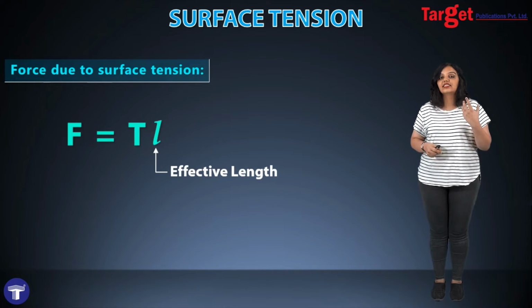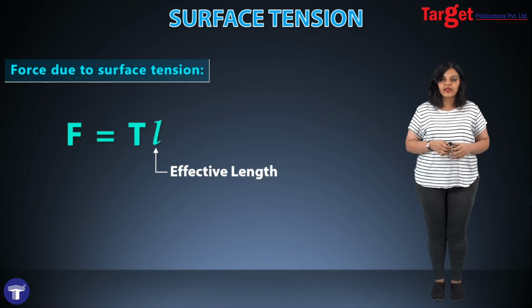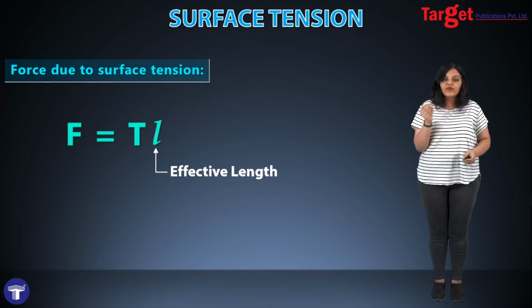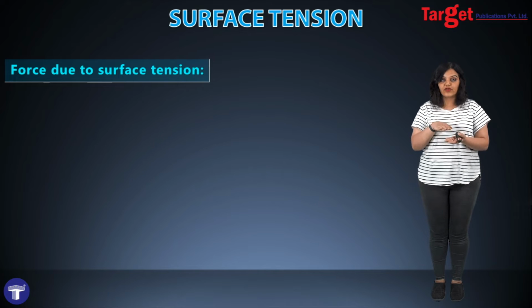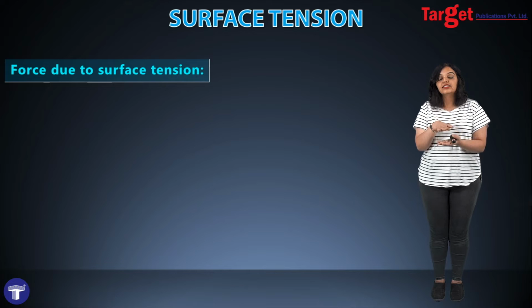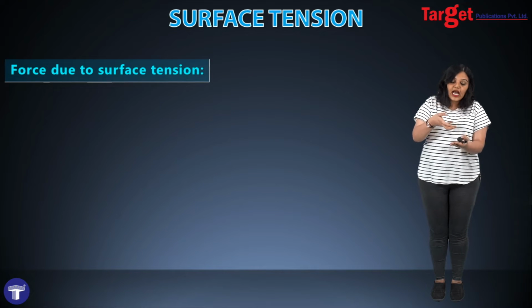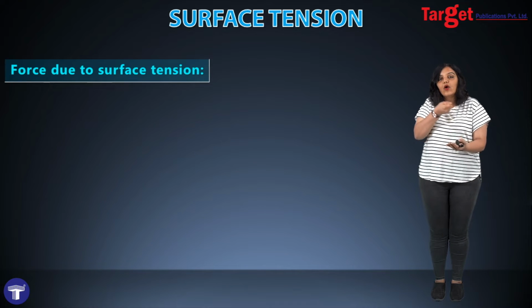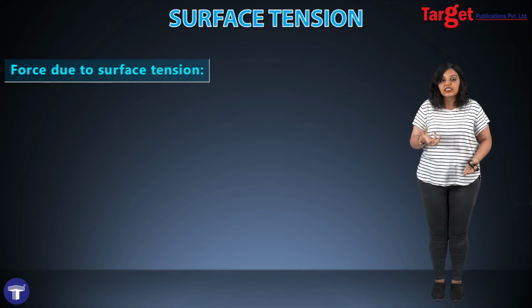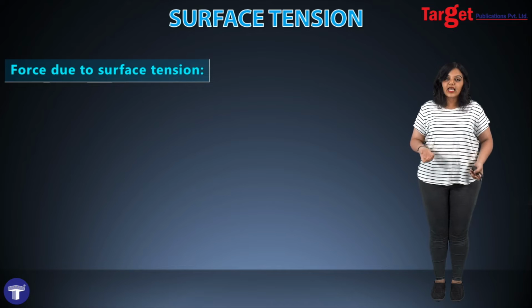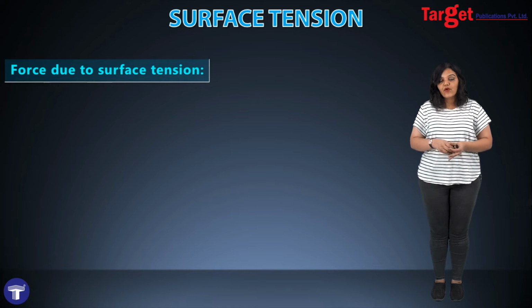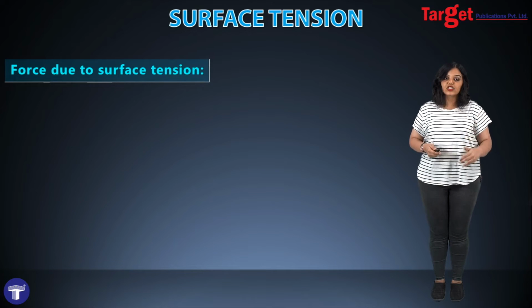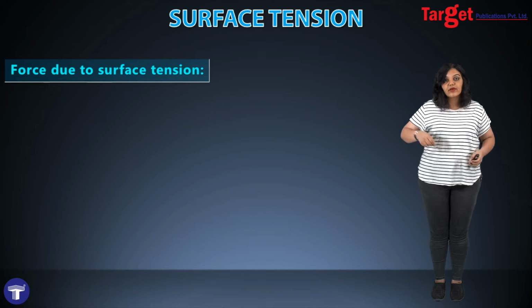Now, how must you understand what this effective length is? Suppose you place a body of a particular shape on the free surface of a liquid. In such a case, that body will experience the surface tension force. Therefore, the force that you will have to apply to pull that body away from the free surface is the force due to surface tension. In magnitude, this force will be equal to the surface tension multiplied by the length of the body which is in contact with the liquid.